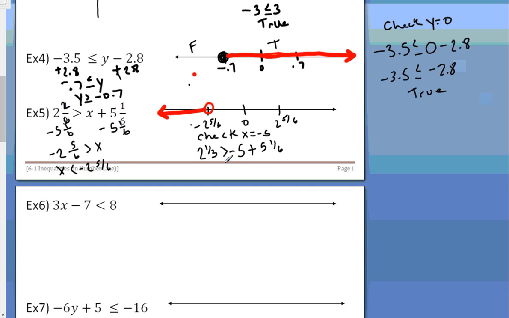So let's see what happens here. 2 and 1/3 is greater than, what's negative 5 plus positive 5? 0. Let's make 0 so I have 1/6 left over. Is 2 and 1/3 greater than 1/6? Well, absolutely. So this is true. So what I just did, it works. Okay? All right. Get into a little bit harder problems.